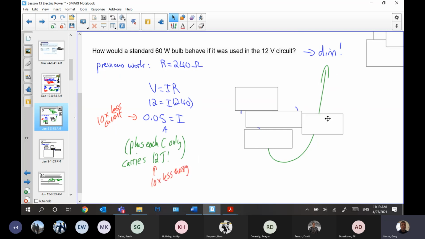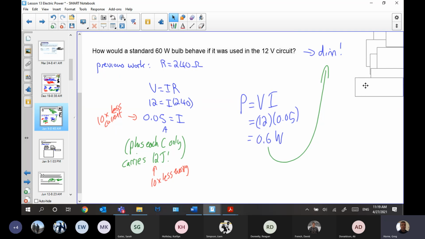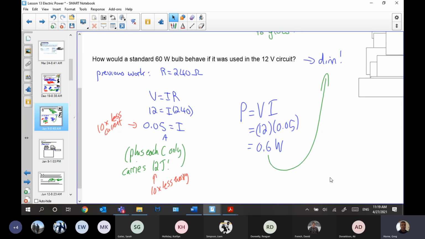So I put plus, they're carrying 10 times less energy. And so here we end up with 0.6 watts. If you hooked up a 60 watt bulb, it probably wouldn't even glow. 0.6 watts is going to be going through it. You're wasting energy because it's really not even glowing at that point. Okay.